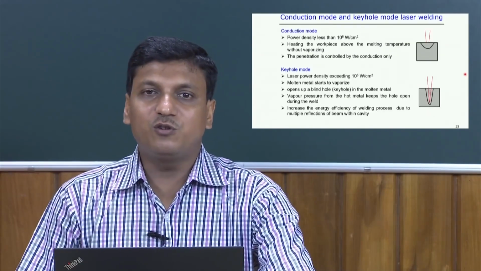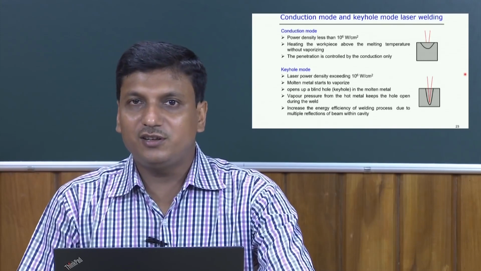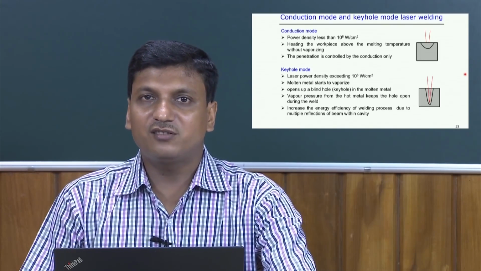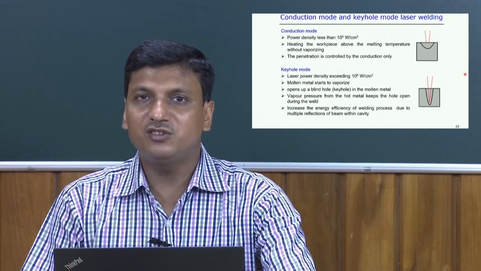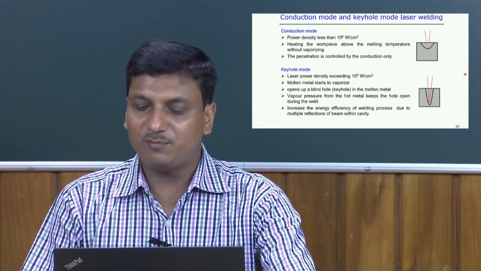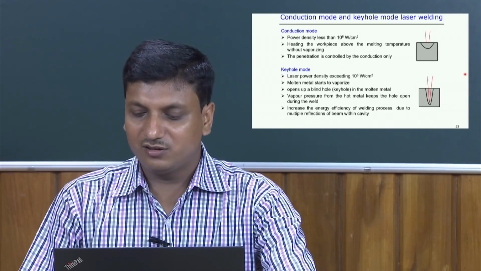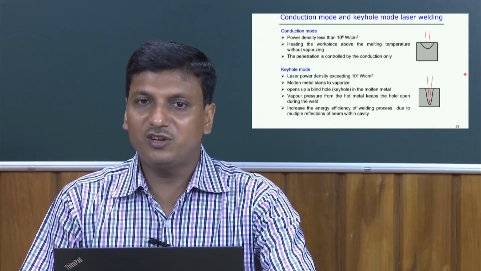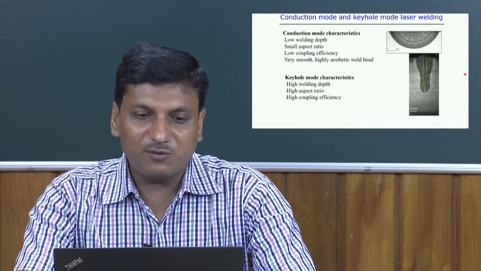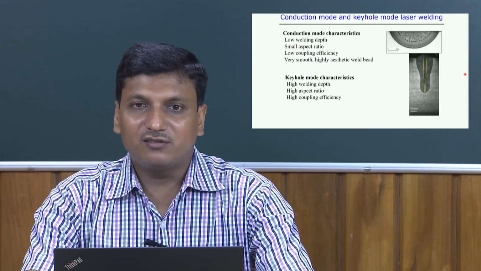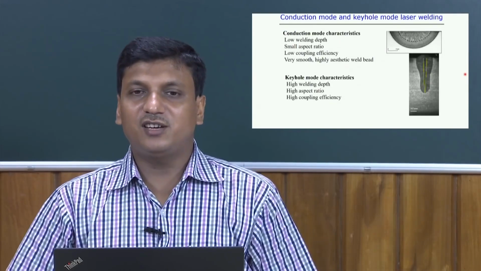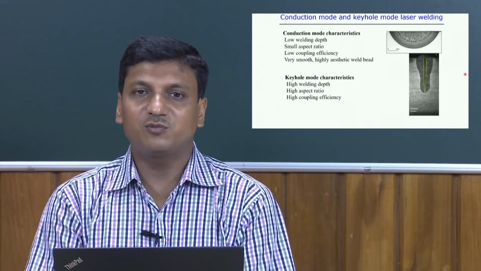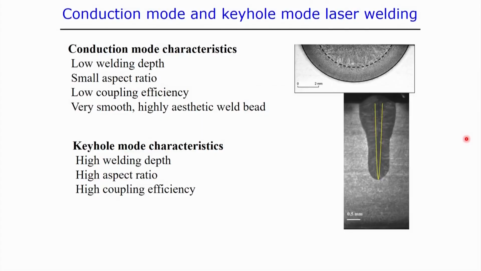So, these two modes are very important to identify, which mode of welding process is used when you apply the laser source in any welding of any materials. Now, apart from that, we see the difference between the conduction mode and the keyhole mode laser welding processes. In both cases, stainless steel has been joined using laser welding processes.